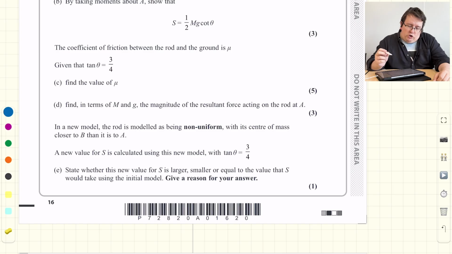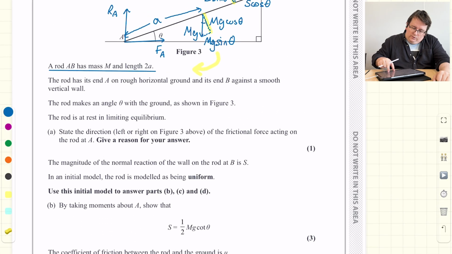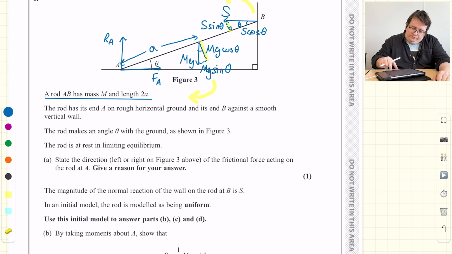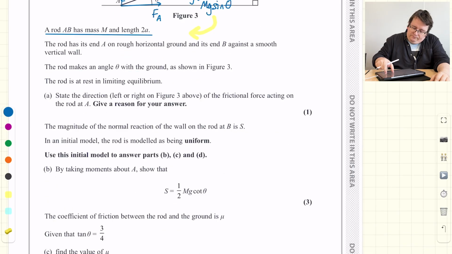The coefficient of friction between the rod and the ground is mu. Given that tan of theta is 3/4, find the value of mu. Okay, so we know that because we're in limiting equilibrium, F must be equal to mu times R. So let's write that down.